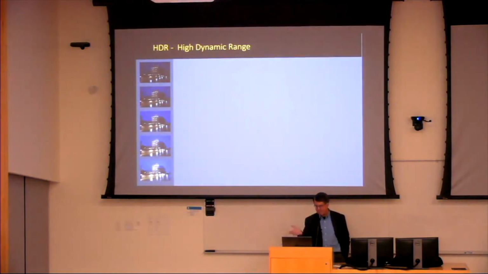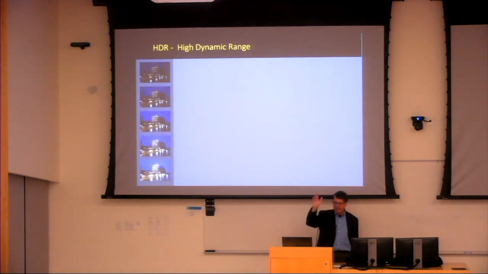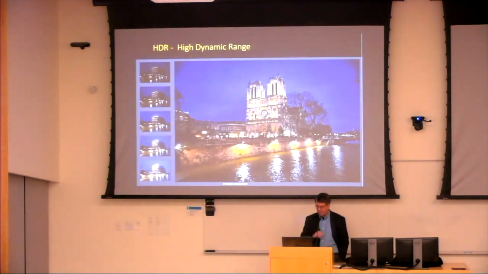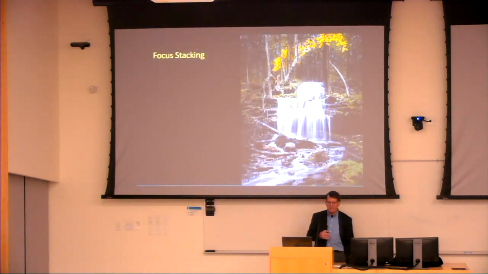So HDR, high dynamic range, is taking a series of photos at different exposures, and you combine those to create a final composite image, taking the best parts of the image and weaving them together. Focus stacking, again, some of the phones will allow you to do macro photography. It'll take a whole series of photos with the focus distance slightly changed and then merge those together to create a crystal sharp image.